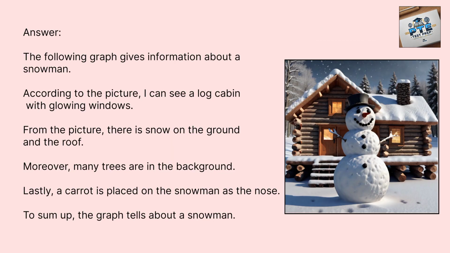The following graph gives information about a snowman. According to the picture, I can see a log cabin with glowing windows. From the picture, there is snow on the ground and the roof. Moreover, many trees are in the background. Lastly, a carrot is placed on the snowman as the nose. To sum up, the graph tells about a snowman.